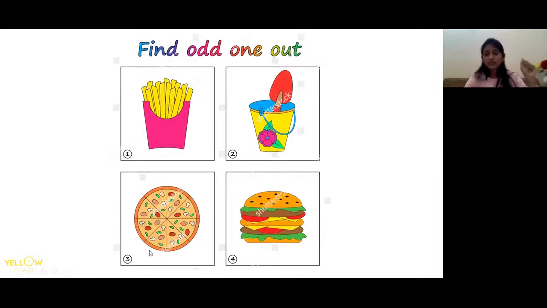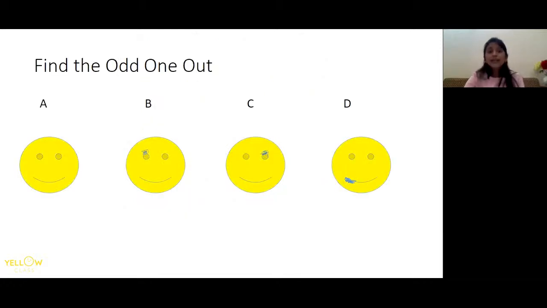Quickly tell me with your fingers or you can type it quickly. Yes, 2 is the odd one out because it is the thing which we cannot eat, whereas the rest of the things we can eat. Correct. So now let's move on to the question which says find the odd one out.